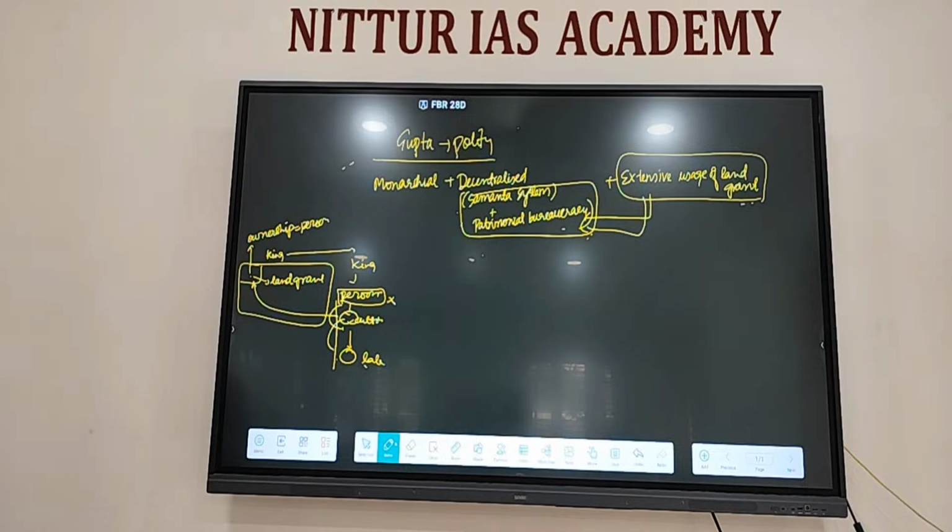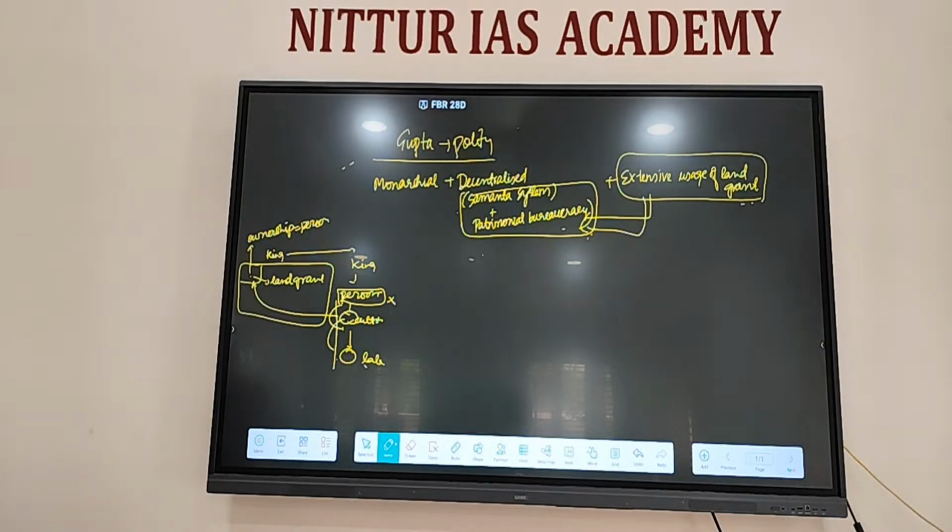Remember, we discussed that the Satavahanas started the practice of land grants, but they gave land grants only to the Brahmins or Buddhist monks. But later on, land grants were given for other purposes also, like in place of salaries. As a result, patrimonial bureaucracy arises. Fine, any doubt regarding this system? Yes, Samanta system and patrimonial bureaucracy.